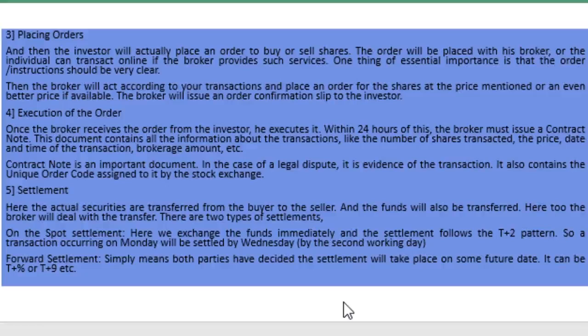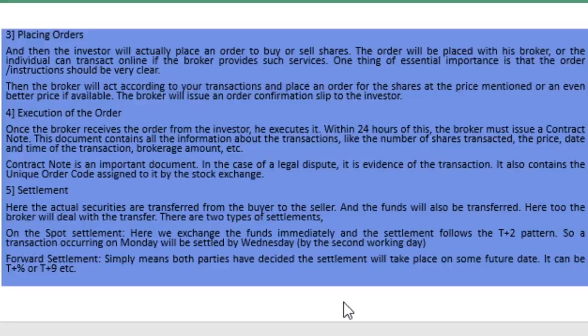Once the broker receives the order from the investor, he executes it within 24 hours. After this, the broker must issue a contract note. This document contains all the information about the transaction, like the number of shares transacted, the price, the date and the time of transaction, brokerage amount, etc.